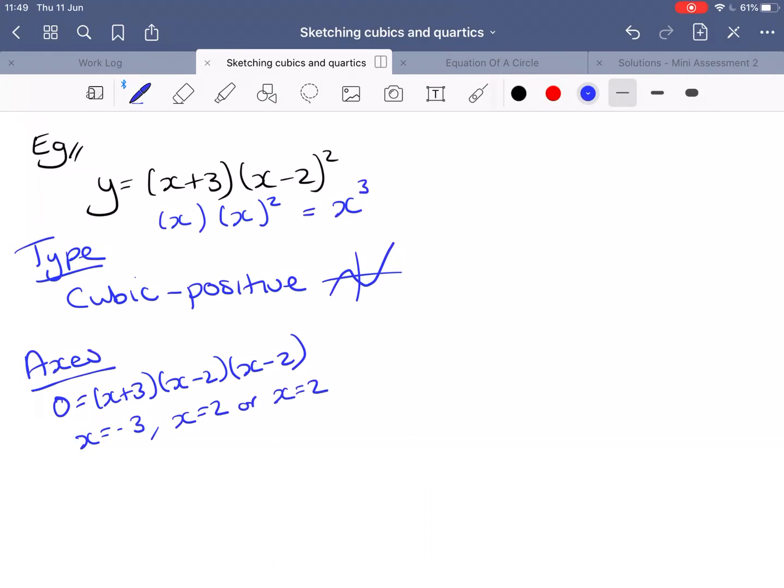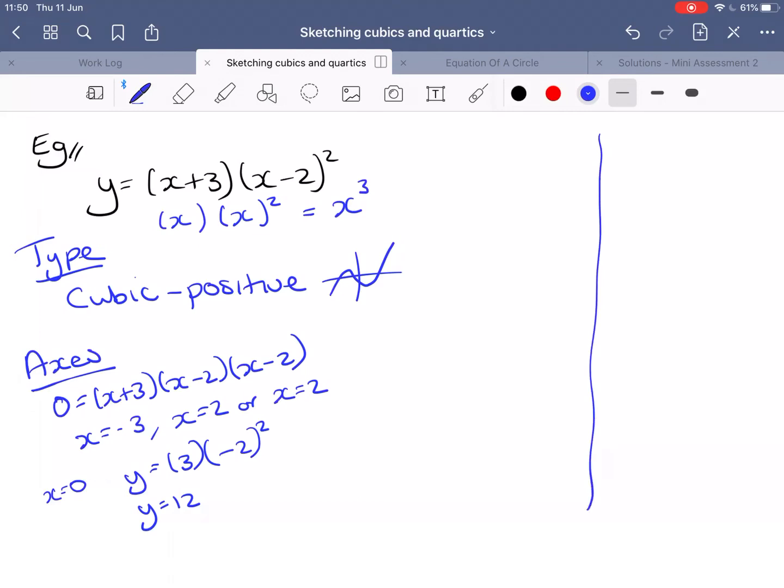And this is when we call it a repeated solution, because we've got a solution, but it's there more than once. In this case, it's there 2 times, all right? So that's where it crosses the x-axis. For the y-axis, I set x equals 0, so y equals 3 times -2 squared, because imagine we're putting 0 here. So what am I left with in this bracket? I'm left with -2 squared. Negative times negative makes a positive, so I get y equals 12.